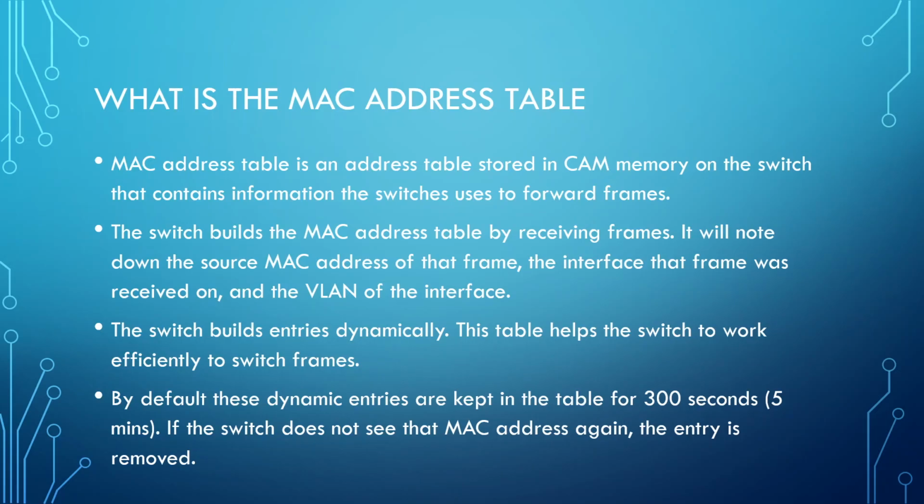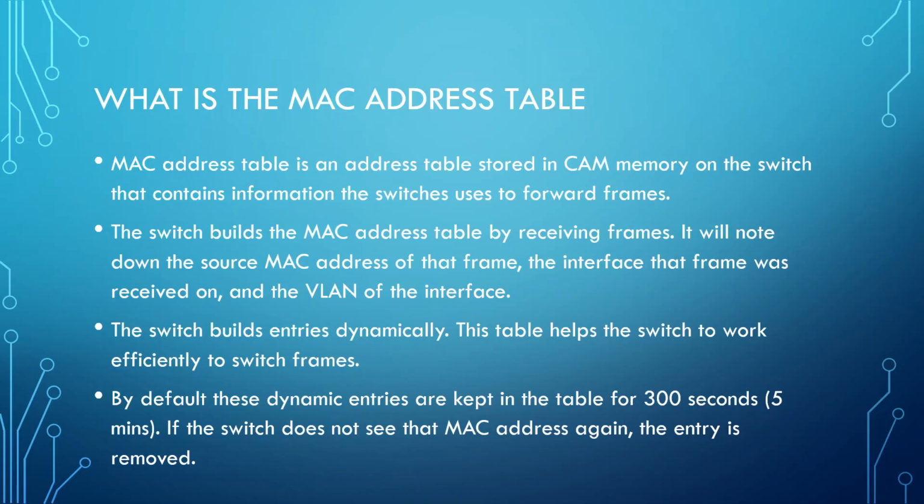The switch will build this MAC address table dynamically. There's nothing that we have to do on the switch to actually build this table. The switch will build this table as it learns addresses in the method that I just mentioned earlier. And this table helps the switch to efficiently forward frames, so it allows the switch to make sure that it only sends the frame out the correct port or at the correct interface to the correct device.